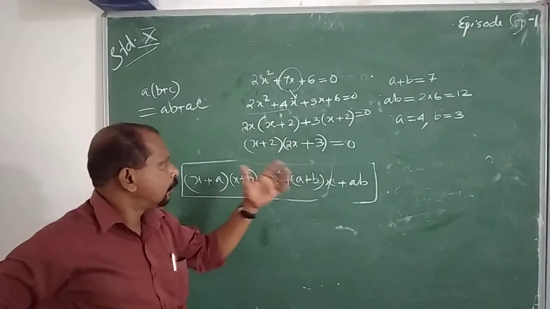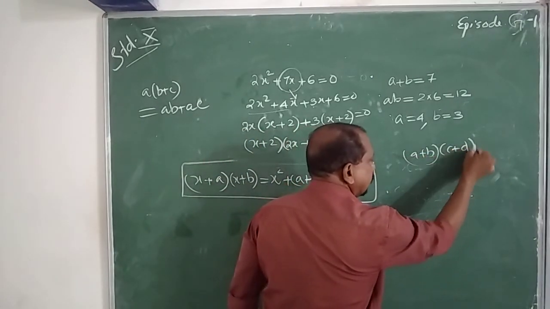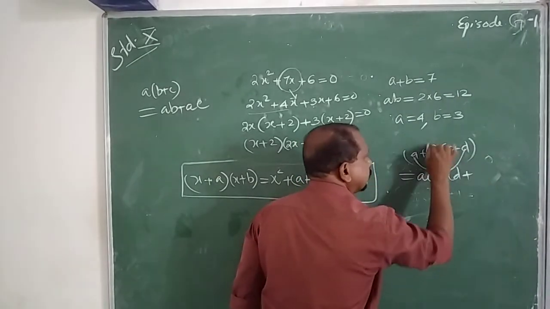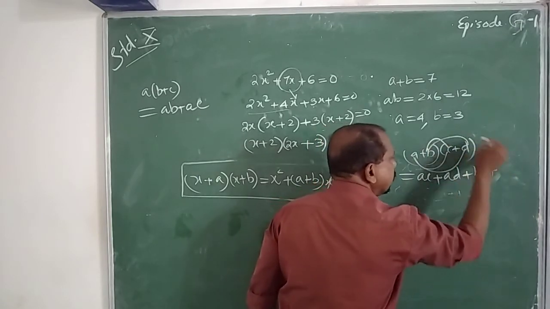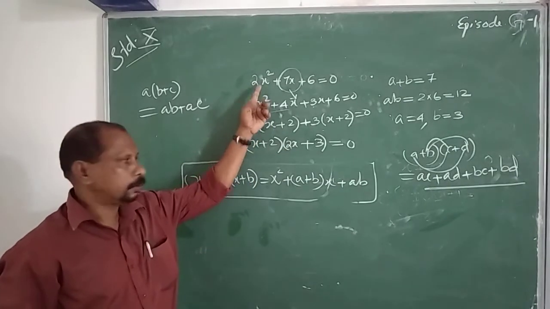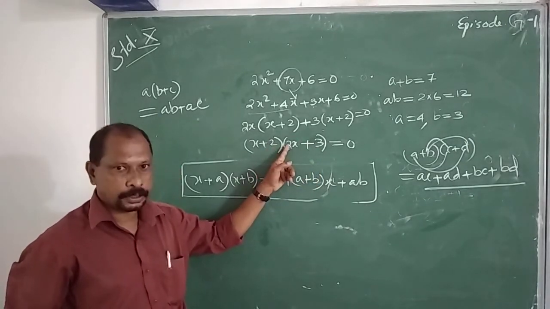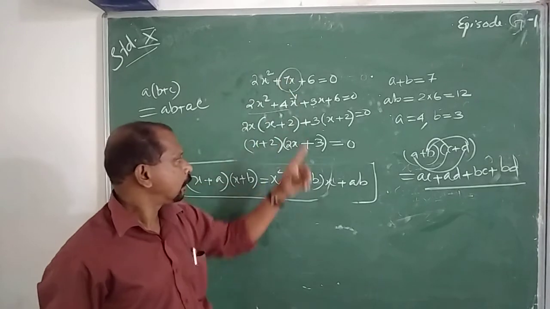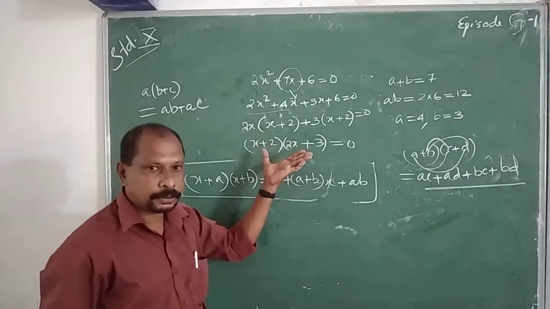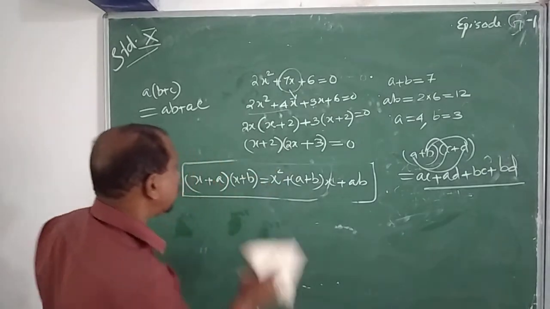For example, we can multiply this one. That is a plus b into c plus d. What is the expression? ac plus ad plus bc plus bd. Similarly, x into 2x, 2x square. x into 3, 3x. 2 into 2x, 4x. 3x plus 4x, 7x. 2 into 3, 6. That means we can expand these two factors, we get the original quadratic equation. Therefore, these are the correct factors.